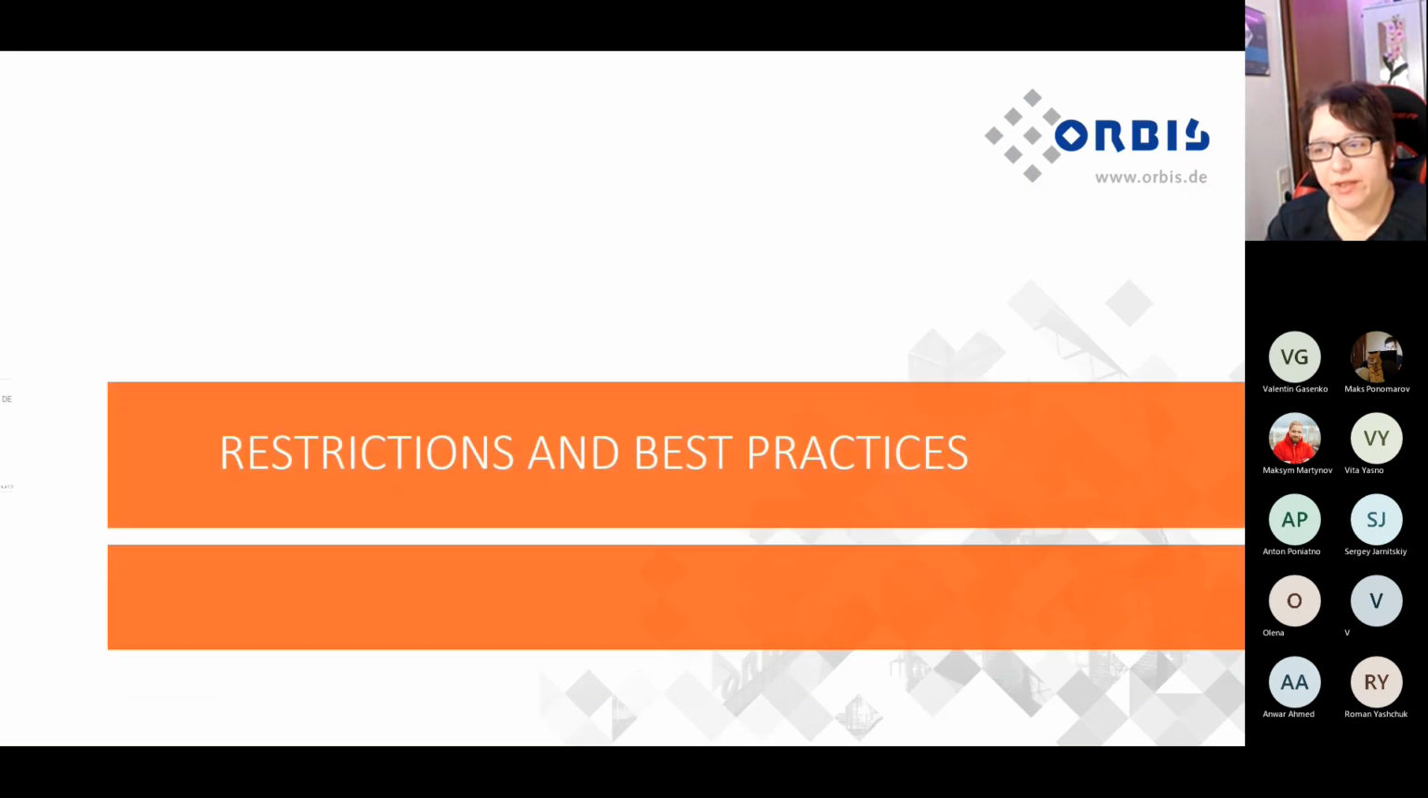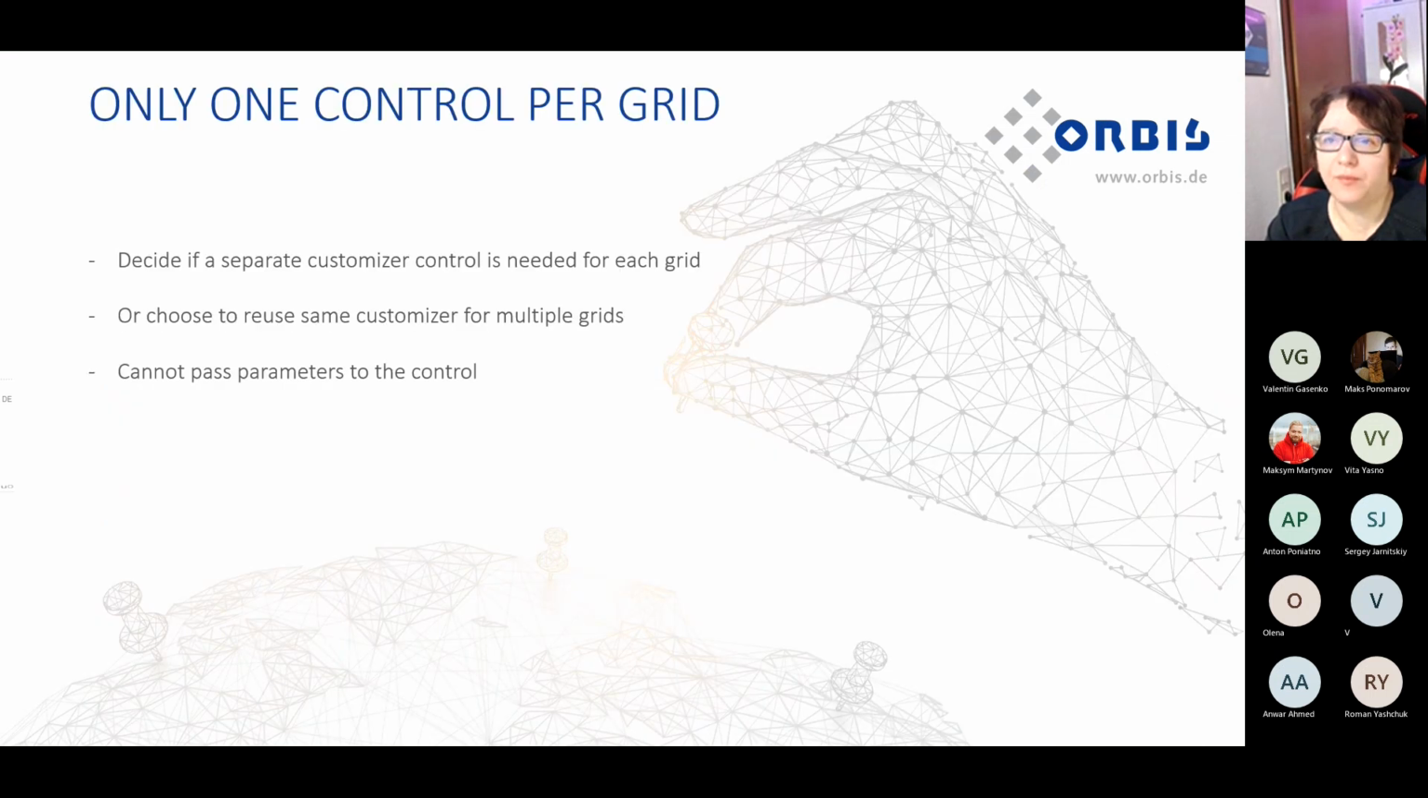So just a few words about the restrictions and best practices. You can decide to have a separate customizer control for each grid. So it's possible to make some calculations. It doesn't have to be generic. So you have your own logic you want to implement, and you have a PCF where you implement that. But you can also choose to reuse some customizer for multiple grids, for instance. The colorful option set is a use case I can register on several grids, so I'm going to have it right away. But we have a problem here. We cannot pass more parameters to this control. We have only this field where we register the name of the PCF. We cannot pass more parameters to that.